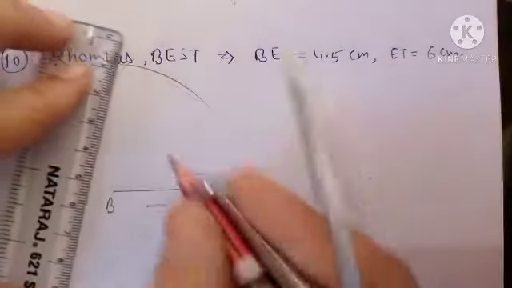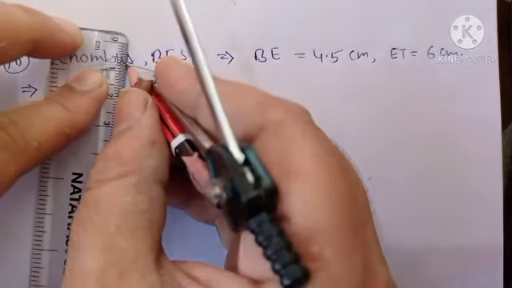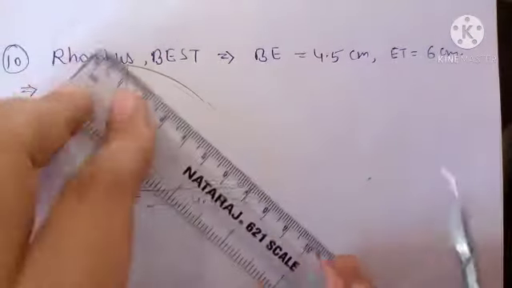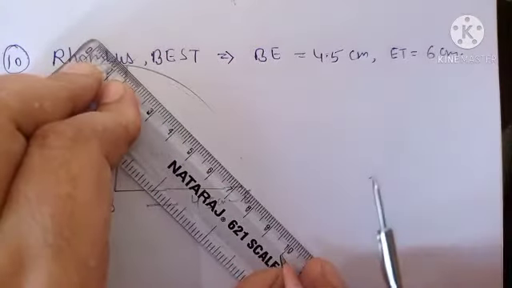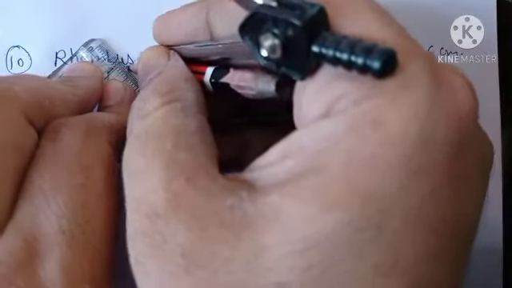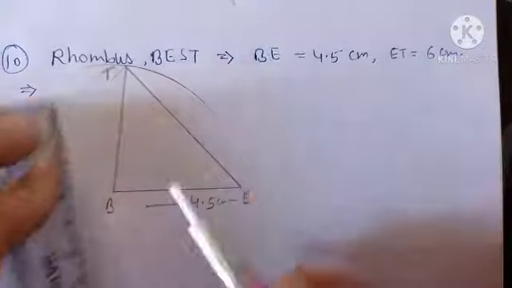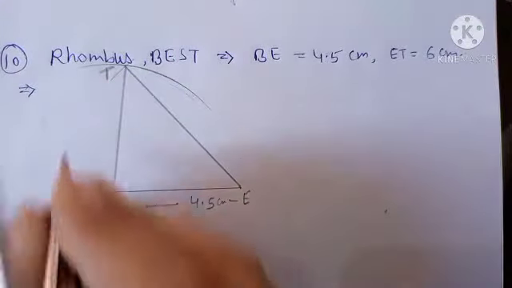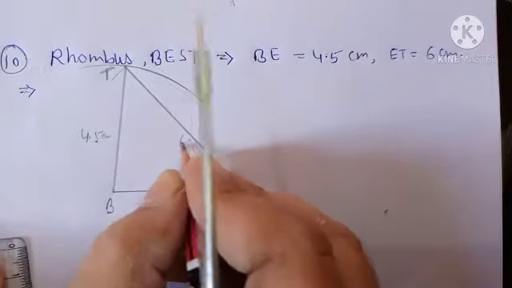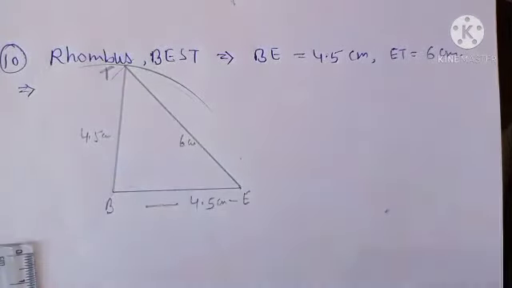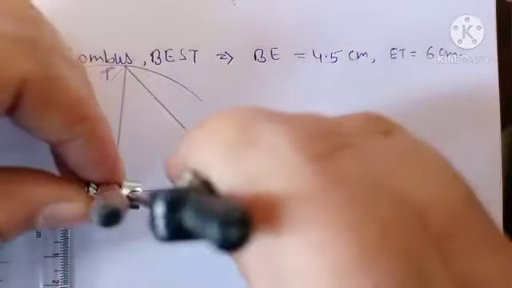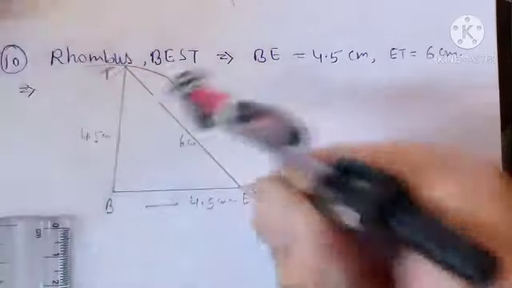Now join BT and ET. It is BT and it is ET. Now BT is 4.5 centimeter long and ET is 6 centimeter long. Now taking E as center and 4.5 centimeter as radius, we will draw an arc.